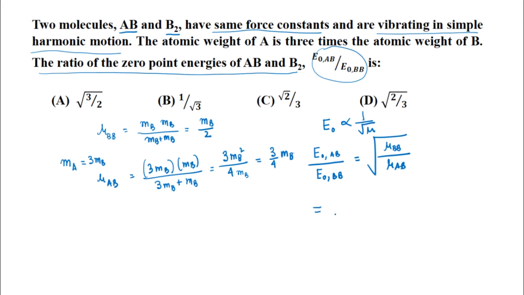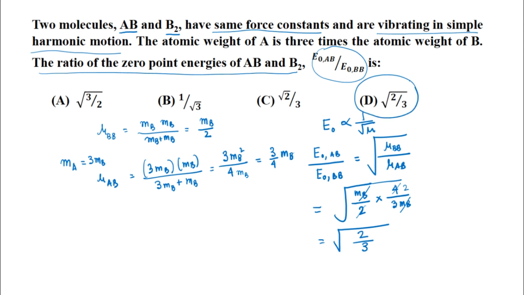So, that will be M B by 2, that is mu BB, divided by 3 M B by 4, that is mu AB. So, this equals, M B cancels, so we have root over 2 by 3. Now if you look into the choices, the right answer is choice D. So, the ratio is root over 2 by 3.